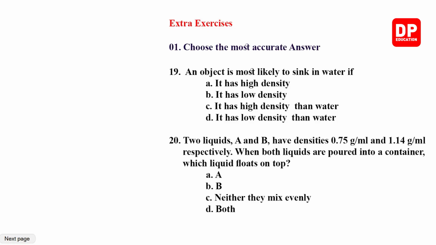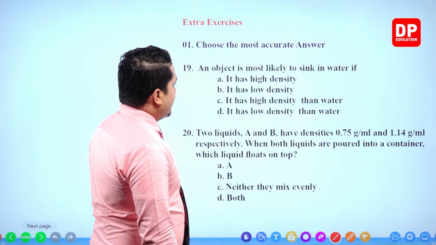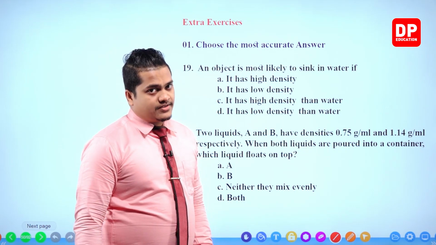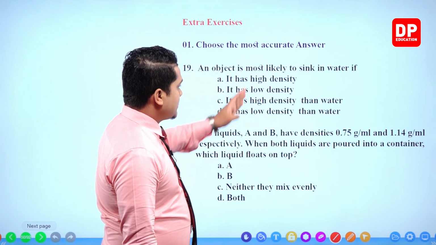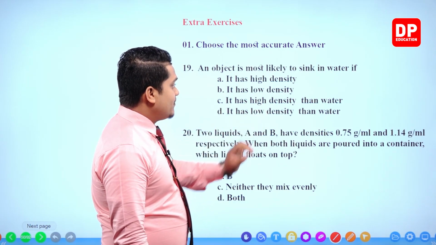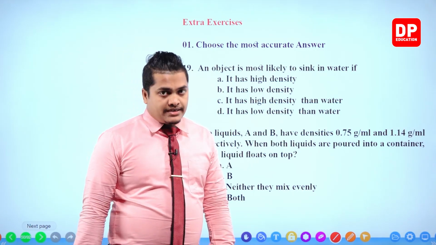19th question. An object is most likely to sink in water. Sink means going down, right? So going down means it should have high density. So it's very obvious. It has high density, it has low density, it has high density than water, it has low density than water. Actually, it should have a high density.